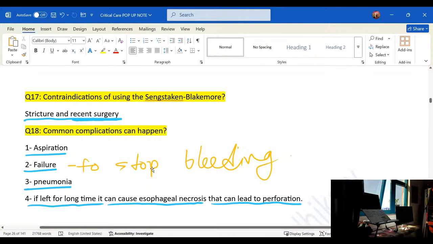Complications are aspiration pneumonia and failure to stop bleeding. If left for a long time, it can cause esophageal necrosis that can lead to perforation.